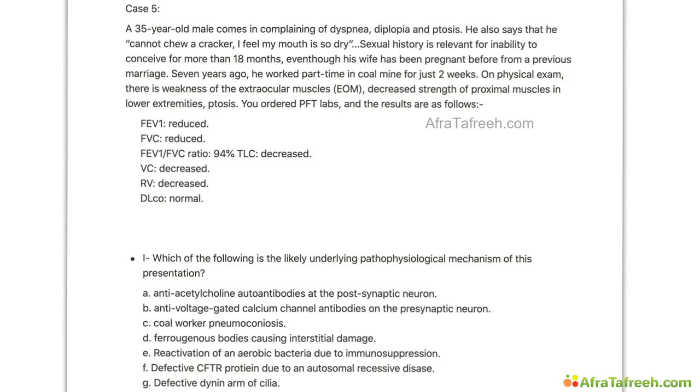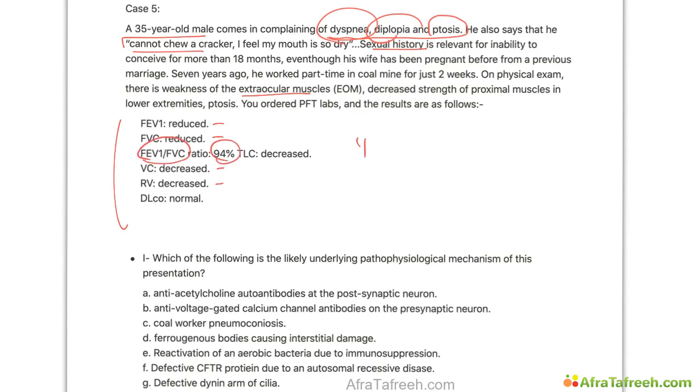Case 5, please pause. So this patient also has ptosis and diplopia, probably muscle weakness, and dyspnea, so we have a lung problem. Cannot chew, could be a muscle weakness. Sexual dysfunction, extraocular muscles are weak. Pulmonary function tests are here. Everything is decreased, except the FEV to FVC ratio is increased. What is this? Restrictive lung disease. So what do you think the diagnosis is? This is Lambert-Eaton myasthenic syndrome.